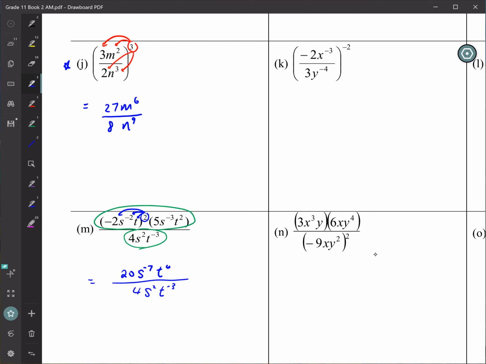Does anyone have questions so far? Once you get here, then you do the dividing. You can raise your hand once you finish the final answer for this one.